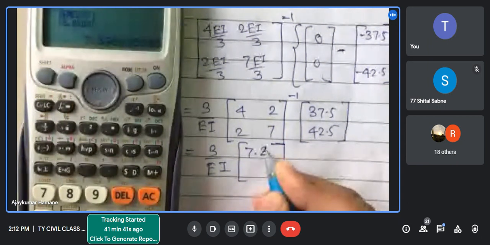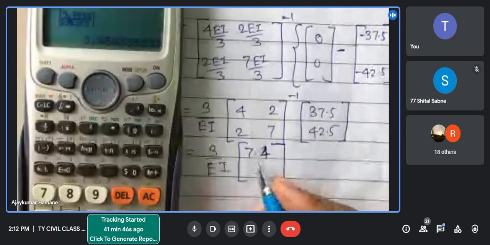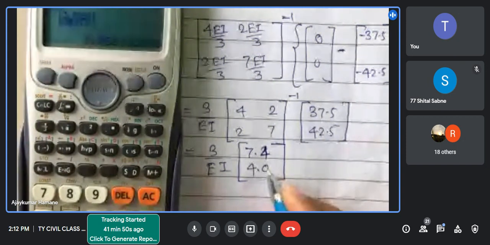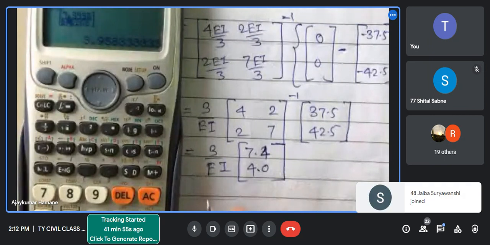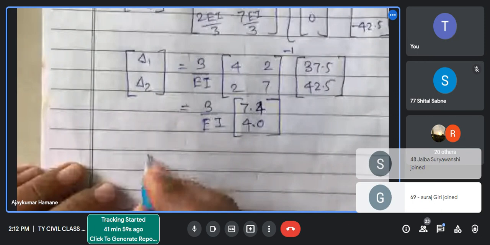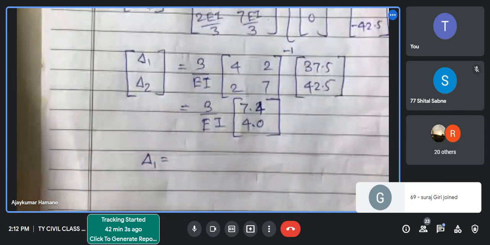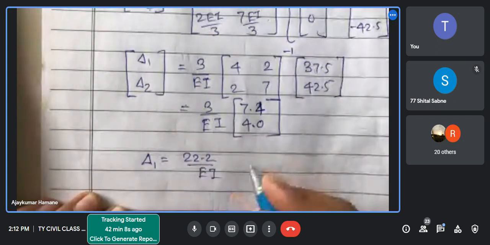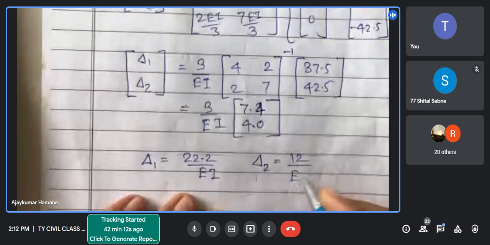7.3, 7.4 I will take, and the next one will be 3.95, so I'll take 4. So delta 1 equals 7.4 into 3, that is 22.2 divided by EI, and delta 2 equals 12 divided by EI.